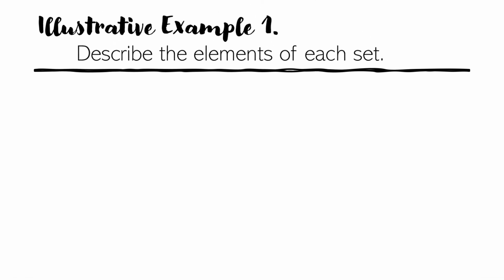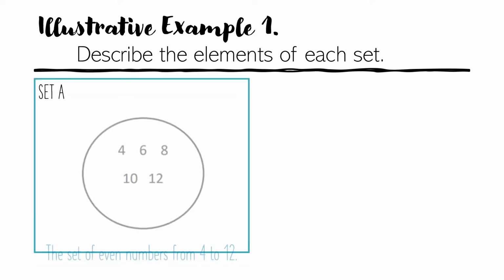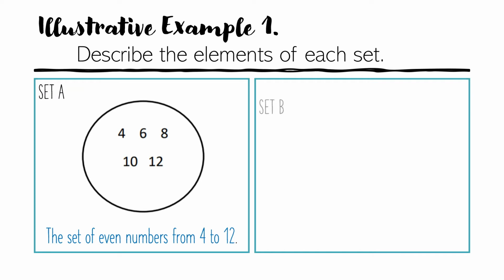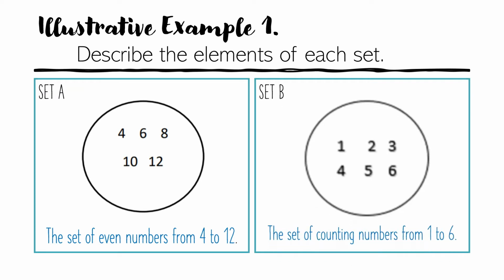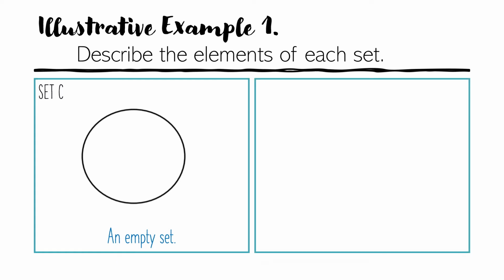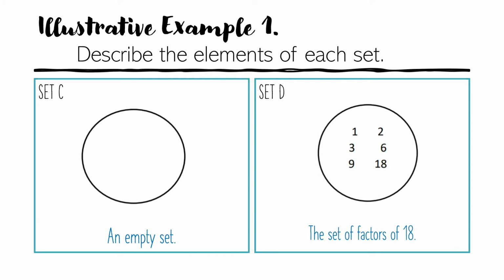And now let's move on with the first example. So you have to describe the elements of each set. So first set, we have set A. The set A is the set of even numbers from 4 to 12. The second set is set B. Set B is the set of counting numbers from 1 to 6. For set C, we have an empty set or a null set. And set D is the set of factors of 18.